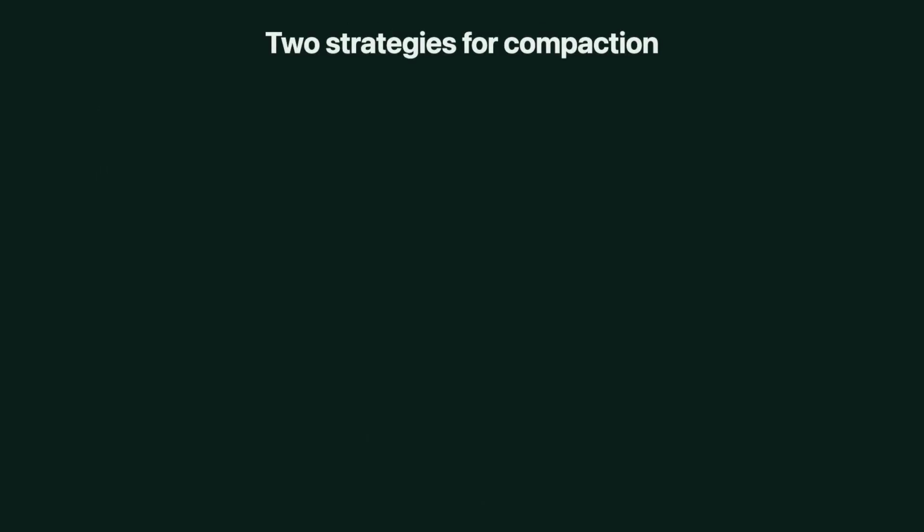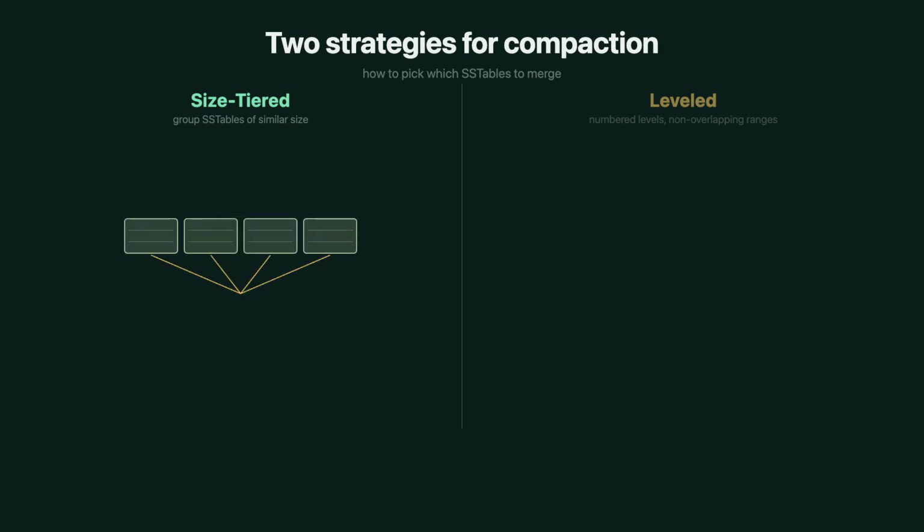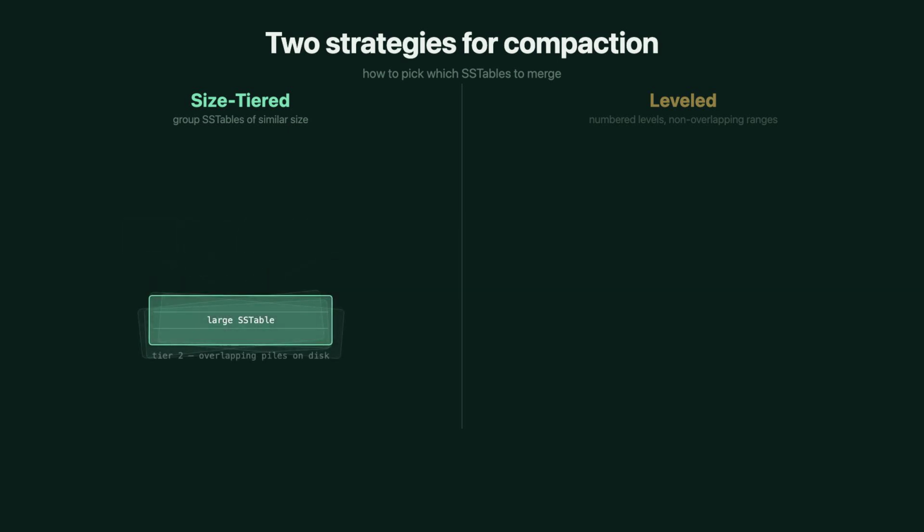How you pick which SS tables to merge is a real engineering choice. Two strategies dominate. Size-tiered compaction groups SS tables of similar size. When you have, say, 4 small files, merge them into one medium file. 4 medium files merge into one large file, and so on. Cassandra uses this by default. It's cheap on writes, each key is rewritten only a handful of times, but a single point lookup might still consult several overlapping files. High space and read amplification.